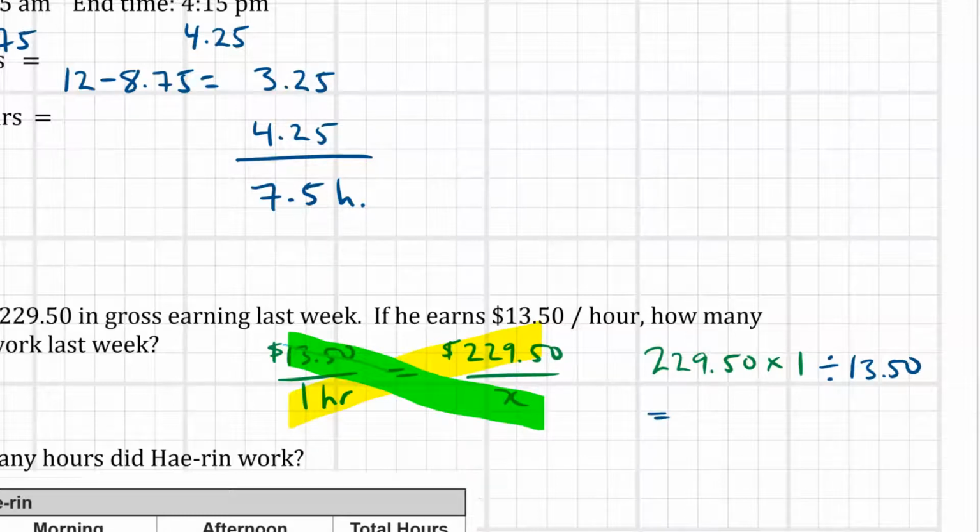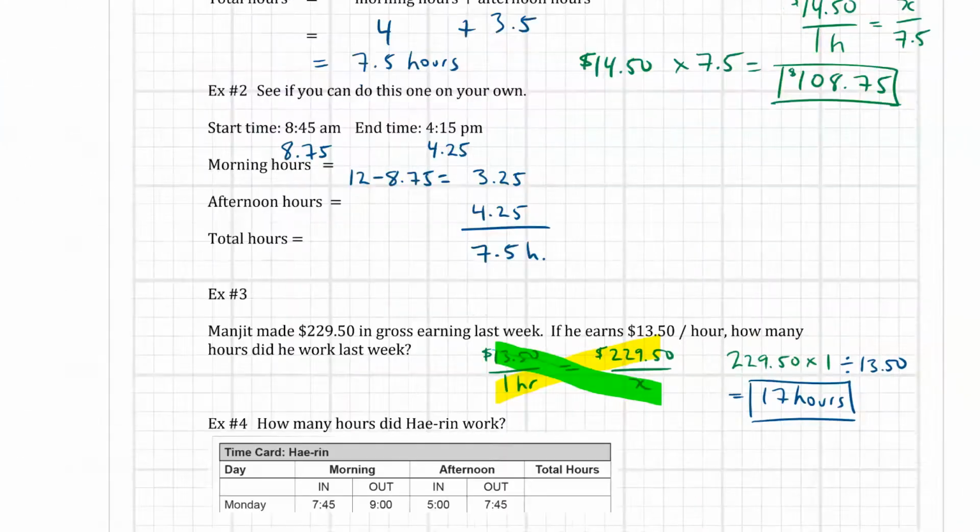So what do I get from that? 229.5 times 1. When you multiply times 1, the number stays the same. So I could just type 229.5 and then divide by 13.5. So I get 17. Nice, even, exactly 17. 17 what? I should include my units. Is it $17 or 17 hours? How many hours did they work? So it must be hours. And I know it's hours because it's in the bottom of that fraction. And I'll put a box around my answer so my teacher can find it.